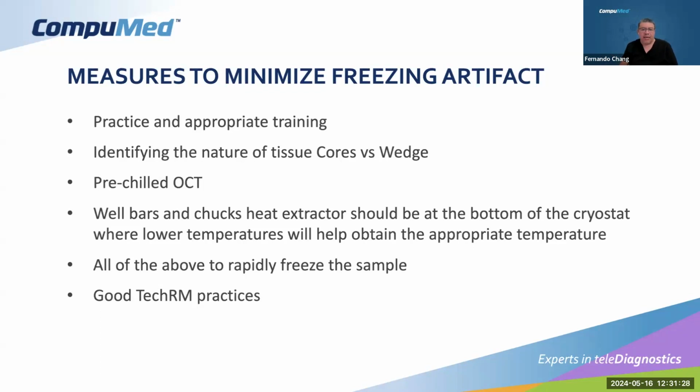And the next part will be, okay, so we have a wedge. How are we going to embed this wedge? Are we going to use a small well bar, or a big well bar? Because it's going to give you room for more OCT around it, and it will be better handling for the tissue as well. So that's part of the training as well. Like I said, identifying the nature of the tissue, core versus wedge, is important.